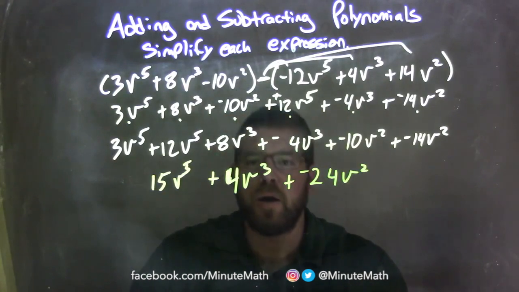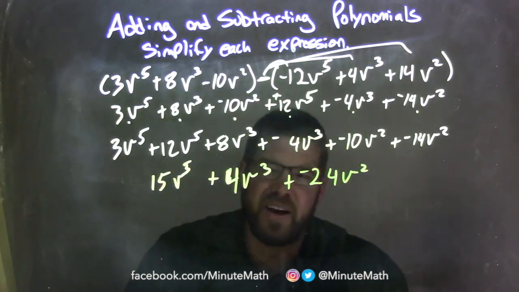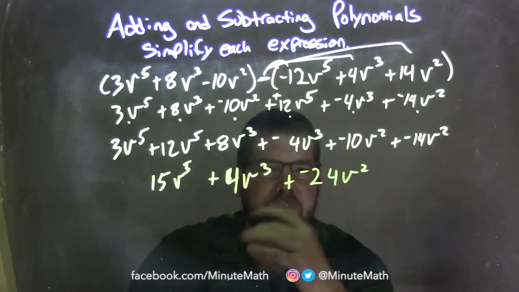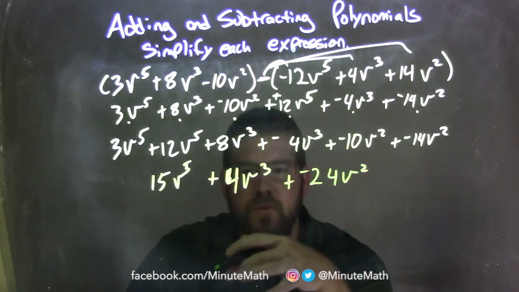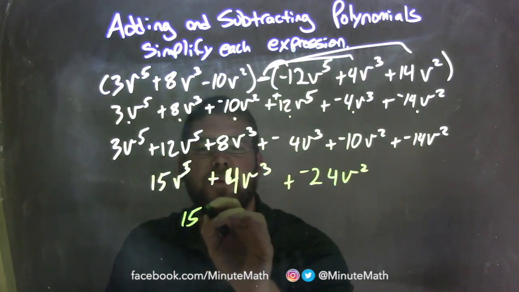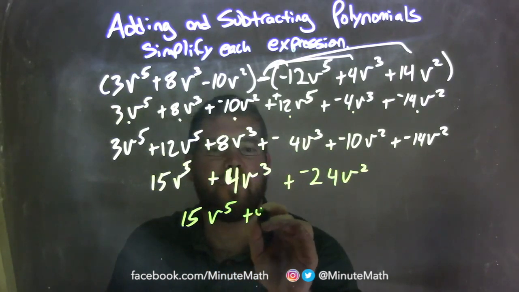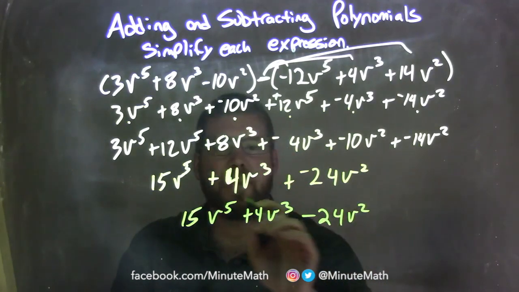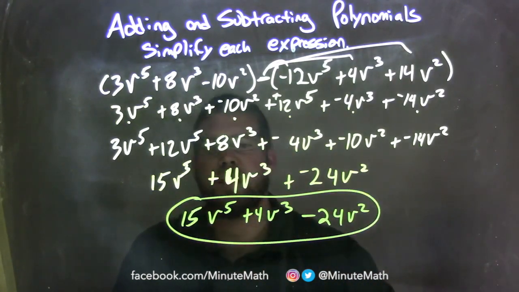Now I rewrite this as my final answer, replacing the plus and negative with subtraction. So again, when I solve, I like everything as addition, but for the final answer, let's move it back to subtraction. So we have 15b to the fifth plus 4b to the third minus 24b squared. And there we have it. Our final answer.